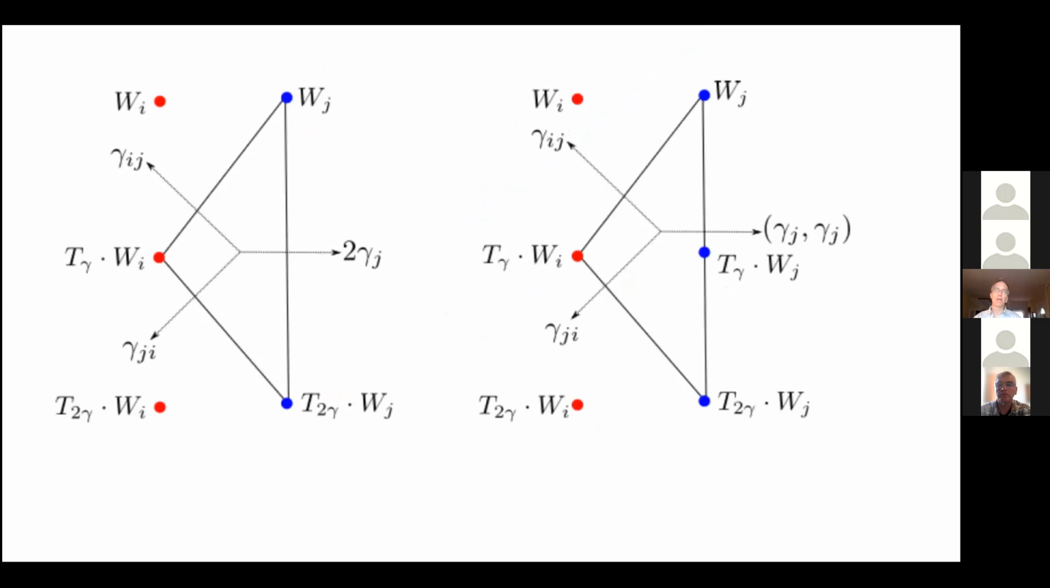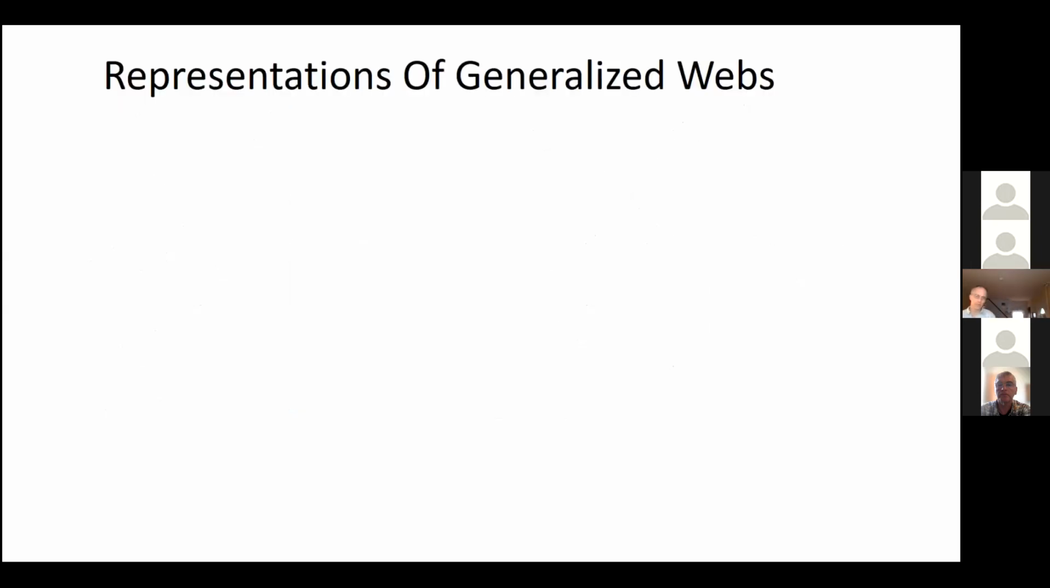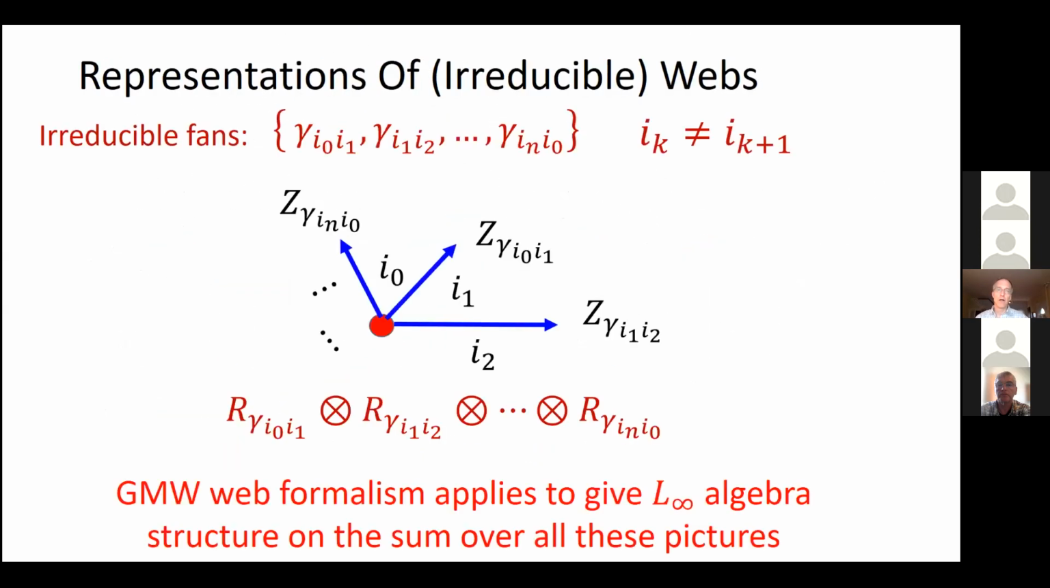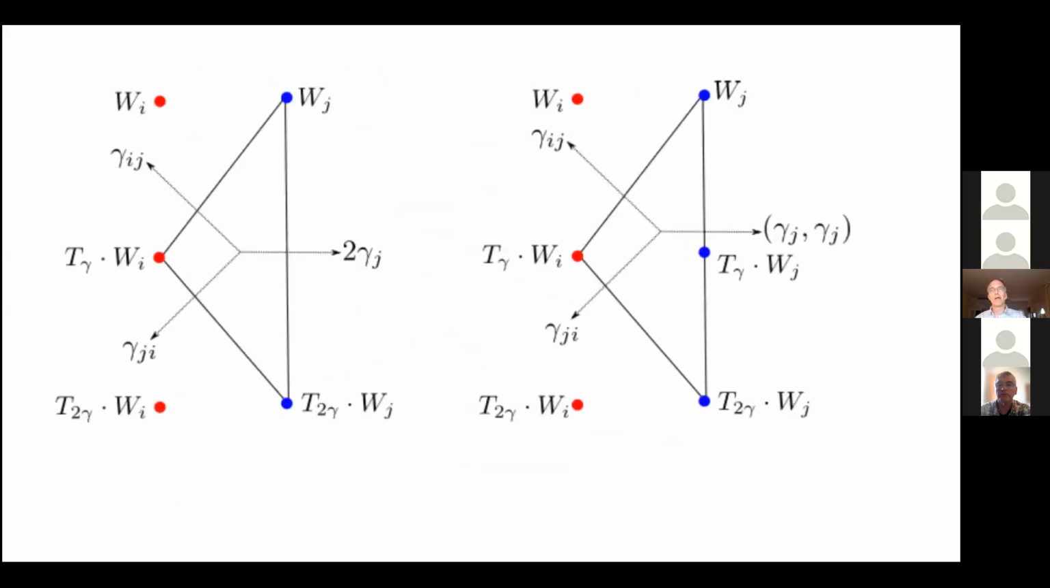And then another thing that can happen is, even if the polygon does close, if I say for charge 2 gamma j, instead imagine I have a sequence of charges, gamma j, gamma j, then what you have to do in this new formalism is insert extra vertices along the edge of the polygon. So it's, in a sense, a degenerate polygon. It has vertices where the angle is 180 degrees. So how should we represent these generalized webs? In the old case, we just took products of the MSW soliton complexes as we go around the fan. What do we do now?